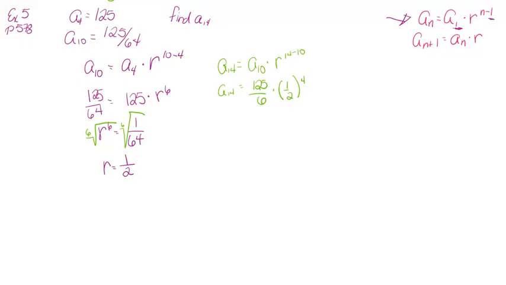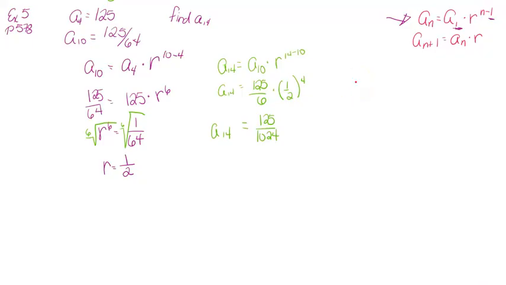And when I simplify it all the way down, I should get 125 over 1024. If I raise 1/2 to the 4th power, then multiply it by 125 over 64, this is the number that I get. And that is my 14th term.